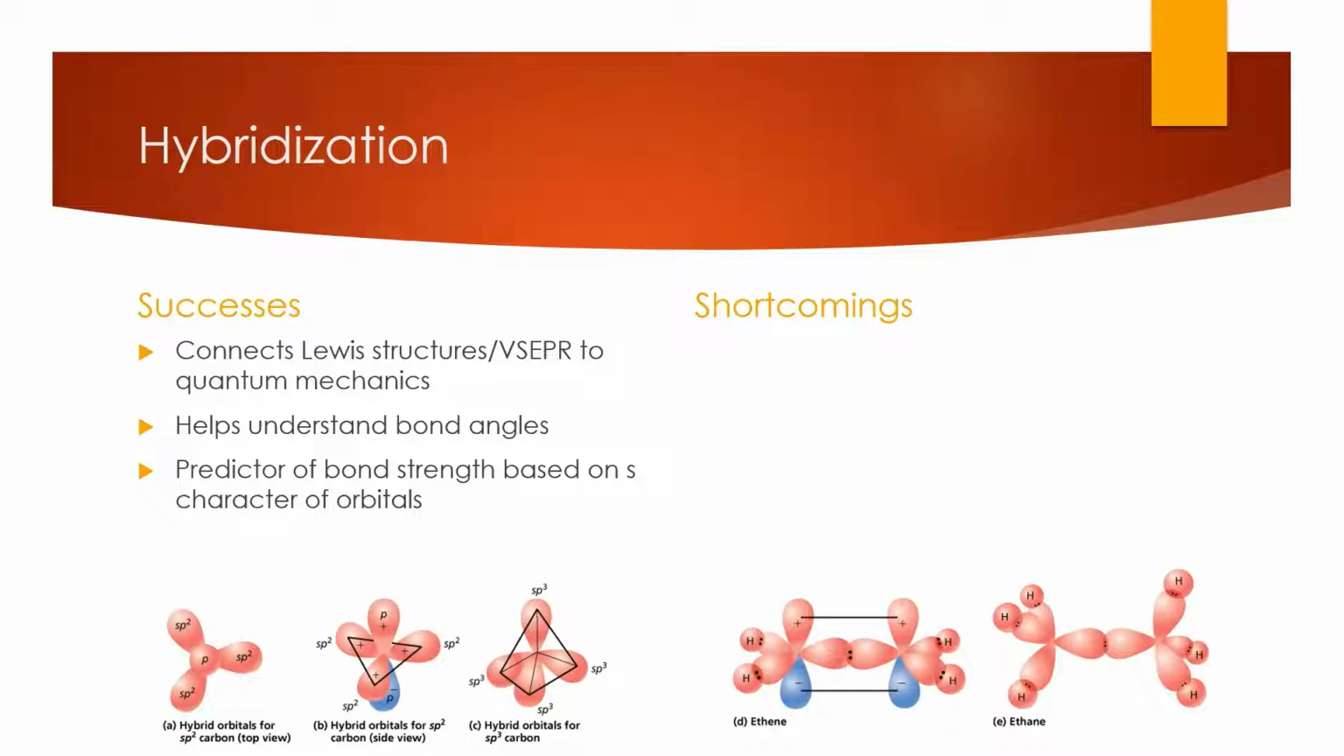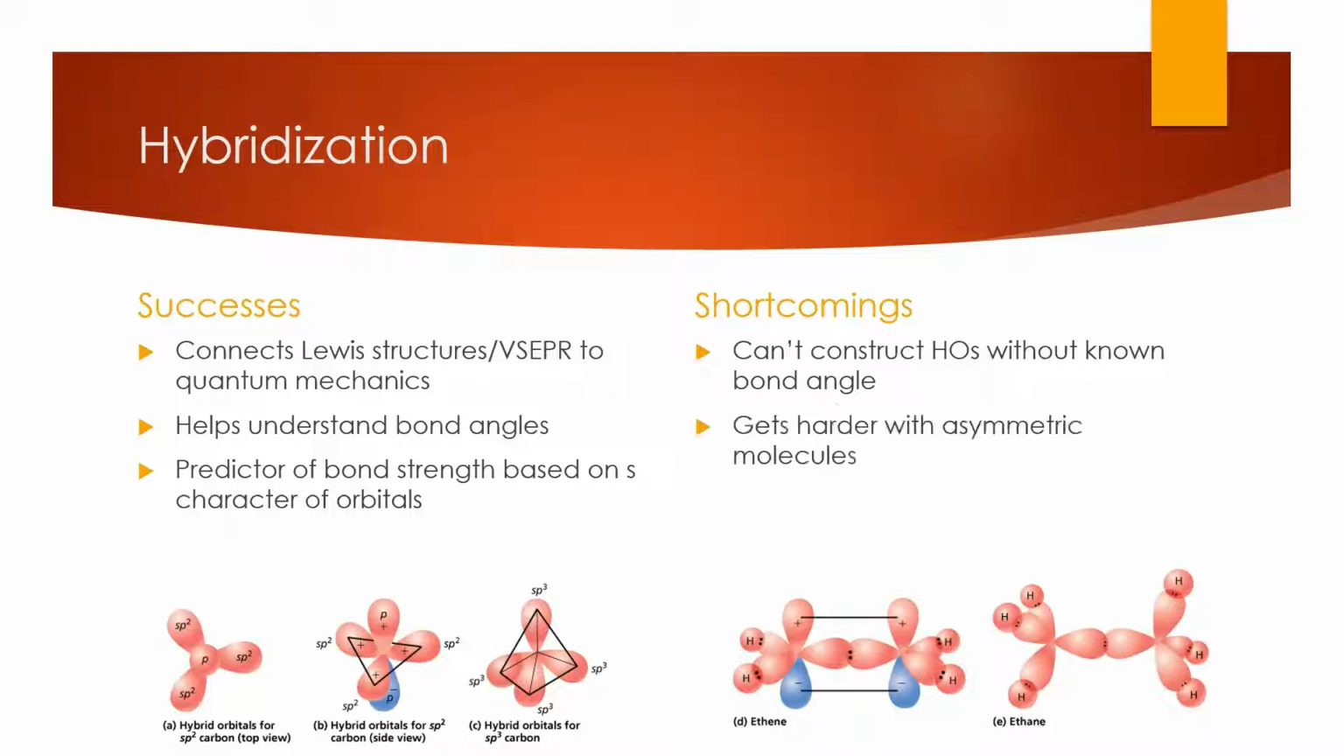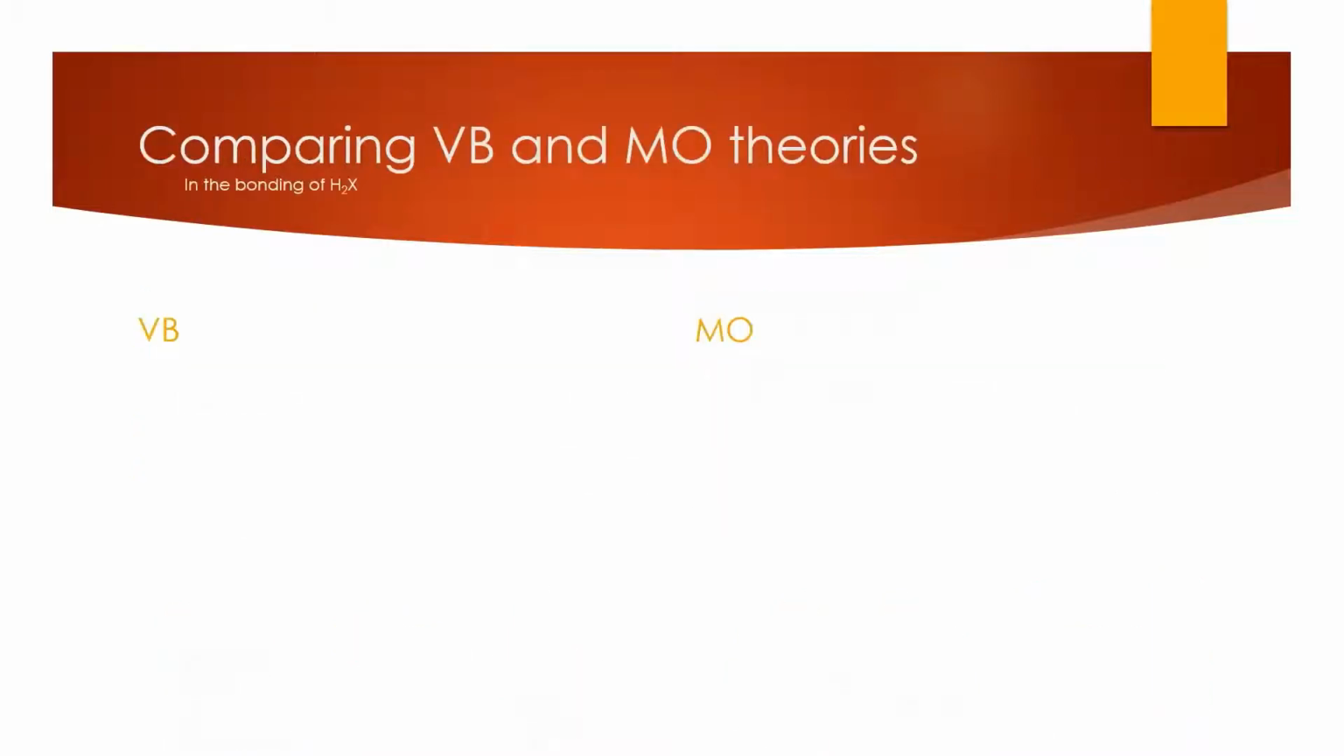However, there are some very legitimate shortcomings as well. The most prominent one is that we can't construct our hybrid orbitals without knowing the bond angle. We can't predict the bond angle using hybridization theory. We have to know it from either observations or something else. And as we saw with water, this is pretty challenging for asymmetric molecules that don't all have the same ligand. And we still have this hang-up that it implies, again, that the electron density is in between the bond rather than spread out over the whole molecule, as we would expect from MO theory. So what we have are contrasting models.